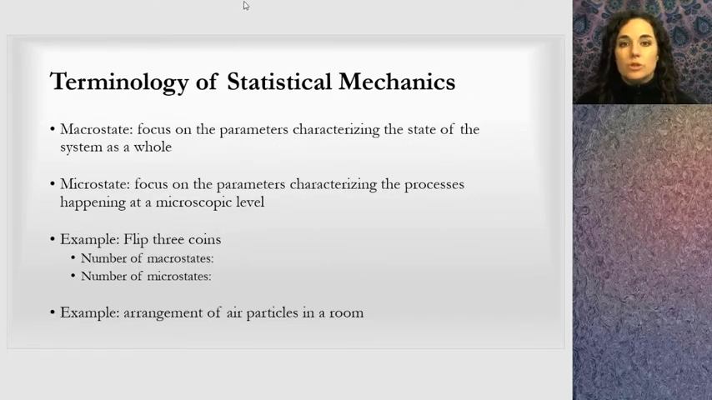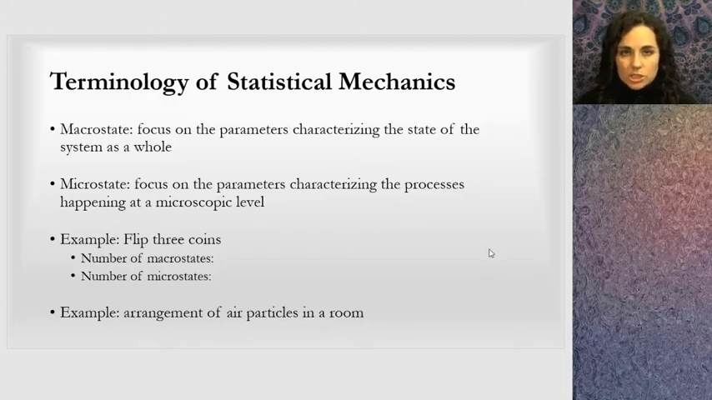I wanted to cover some terminology before I move further in the direction of the second law in regard to statistical mechanics. The second law talks about disorder, and so when we think about the second law, we have the terminology macrostate, microstate. We have systems, a closed system, an open system, but microstates and macrostates are important when considering disorder. A macrostate focuses on the parameters characterizing the state of the system as a whole, whereas a microstate focuses on the parameters characterizing the processes happening at a microscopic level.